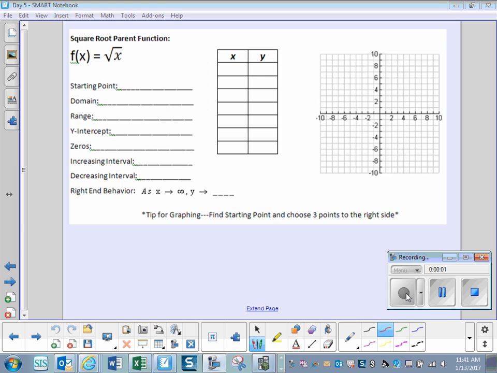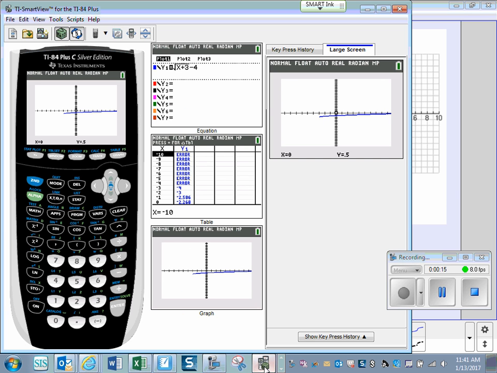Function for the square root parent function: f of x equals square root of x. Again, if you don't know how this function looks or how the graph looks, your calculator is your friend, right? So let's go to our calculators.